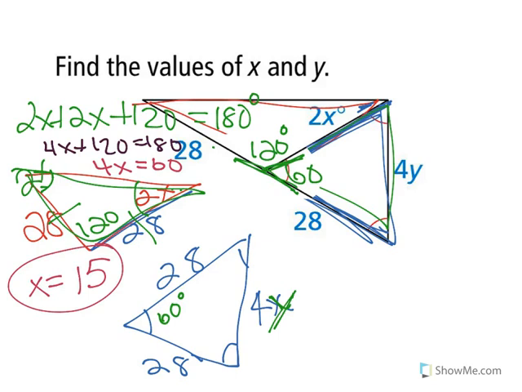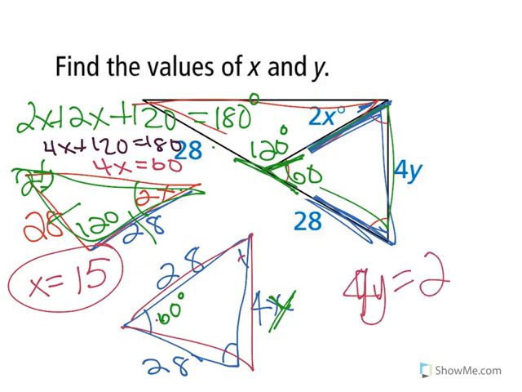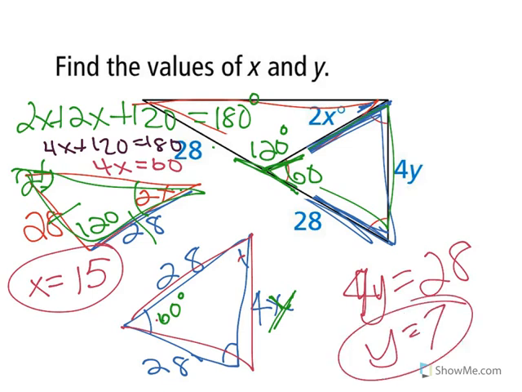Now we've got to find y. Y is a whole lot easier. All our sides are the same since all of our angles are the same, so 4y, that's a 4. 4y equals 28, and y equals 7. Aren't you relieved that was so much easier?